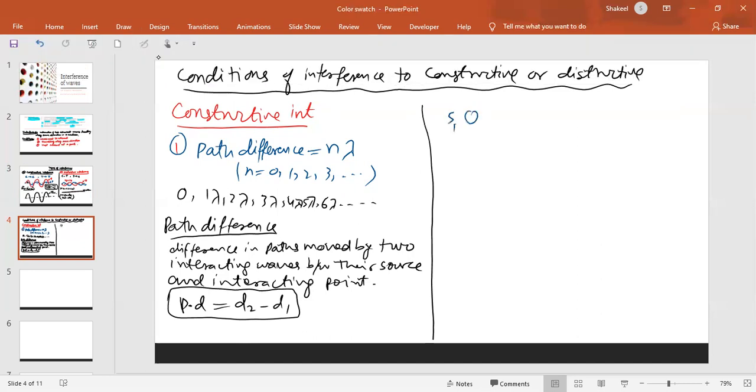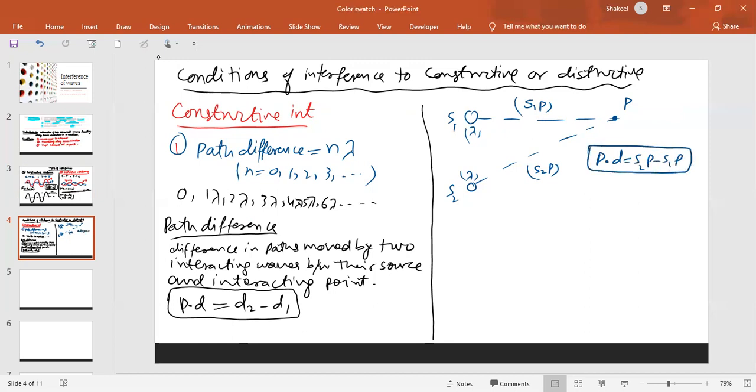Let's say this is S1 source, this is S2 source. Both of them are producing waves of the same wavelength lambda. And let's say this is the point P where the waves have to meet each other. So the path for this wave is S1P and for the other wave is S2P. So the path difference is S2P minus S1P. You simply subtract these two distances to find the path difference.